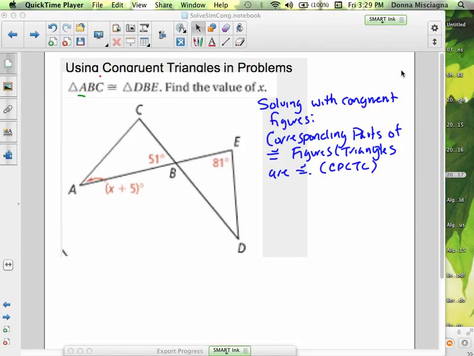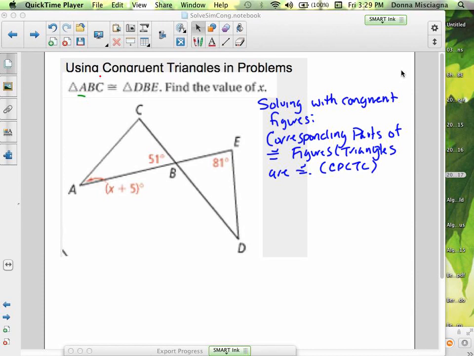Welcome to the congruent section of solving with similar and congruent triangles. So here we're going to be solving with some congruent triangles, and we're going to specifically be using corresponding parts of congruent figures, or corresponding parts of congruent triangles, CPCTC. Anytime we know or prove that two triangles are congruent, we know that all the corresponding parts are congruent, even the parts that we weren't given.